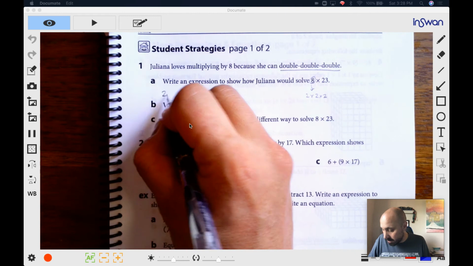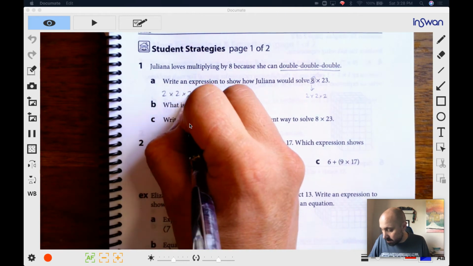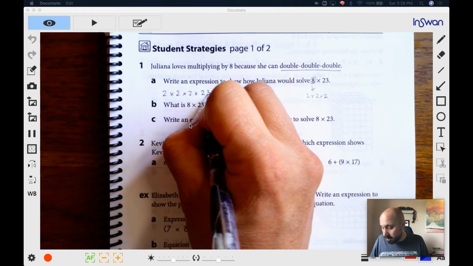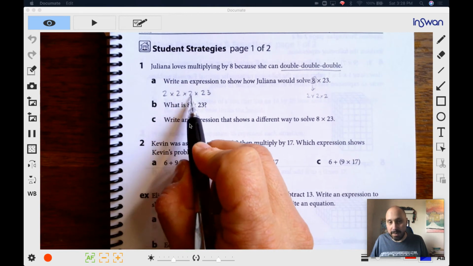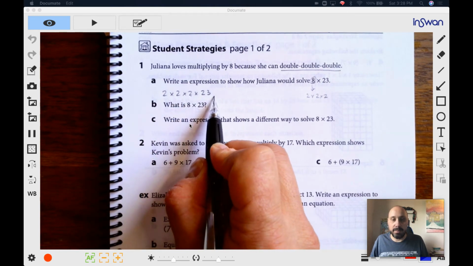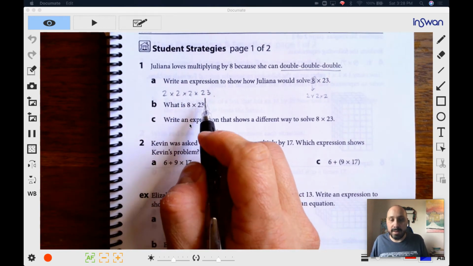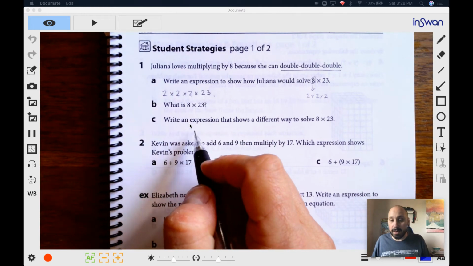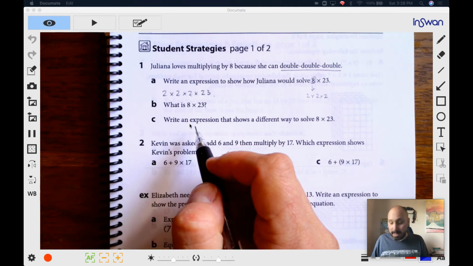Well, it would look like this. It looks kind of silly, but it just means 2 times 2 times 2 times 23 is the double, double, double method. So what is 8 times 23? So really what we're doing is we're doubling 23 3 times.